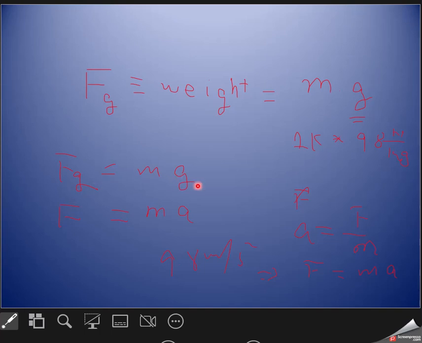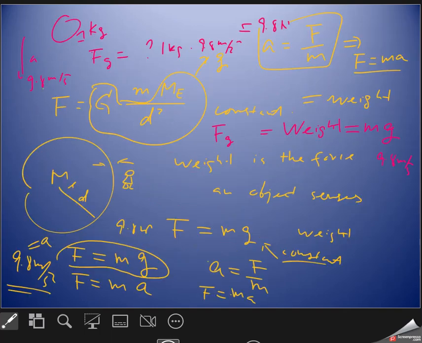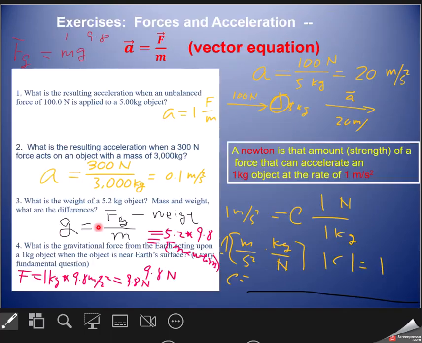Okay, and now let's get back to this question. Number 3, what is the weight? The gravitational force, and the gravitational force is simply the gravitational force of the 5 kg times the g. It has a value of 9.8.